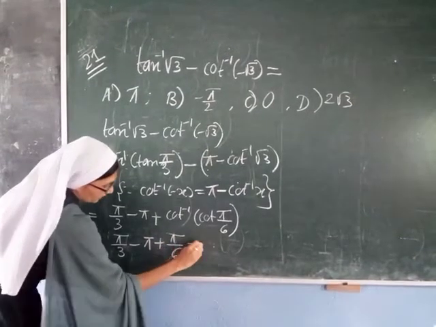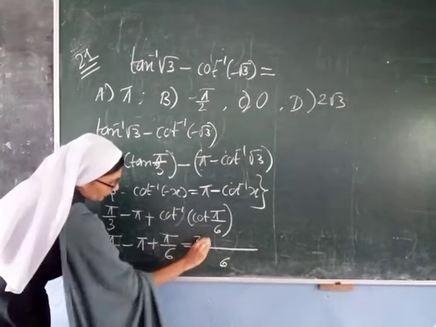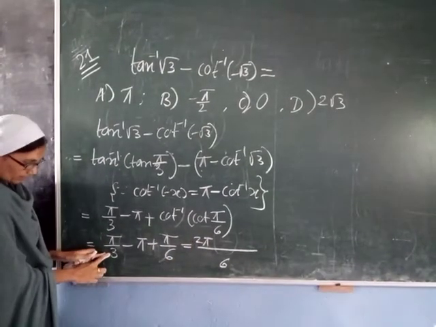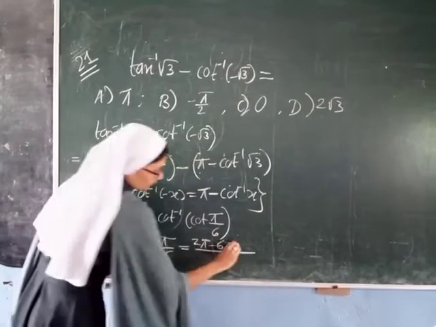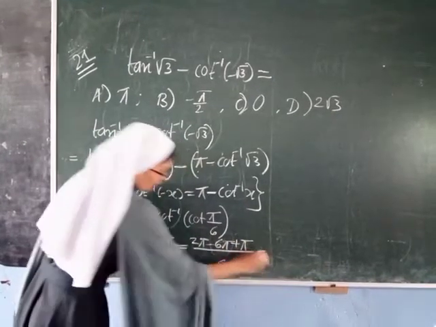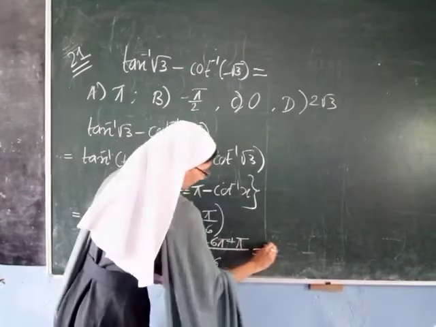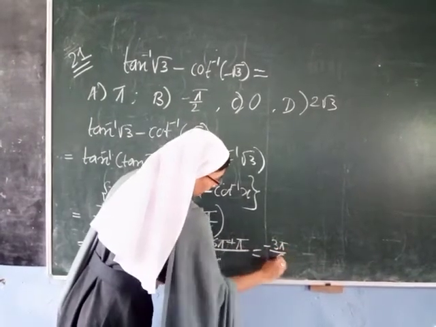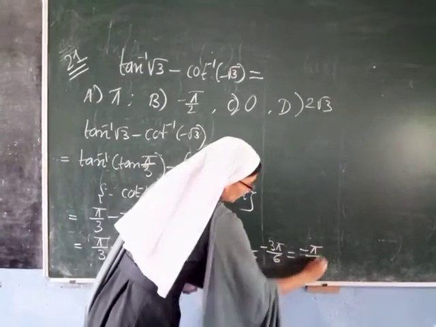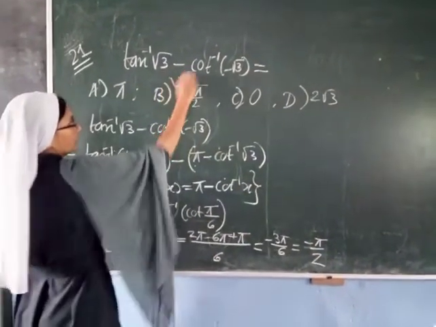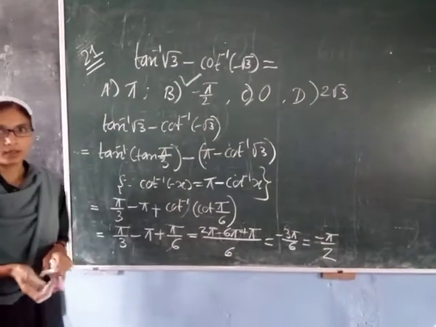Take LCM, it is 6. So what comes here? 2 pi, because 3 is there, so multiply by 2. Here minus 6 pi. Here nothing, so plus pi. So what you get is 2 plus 1 is 3, 3 minus 6 is minus 3 pi by 6, which is equal to minus pi by 2. So B is the correct option. Minus pi by 2 is the correct answer.